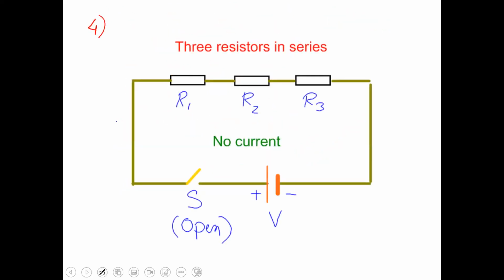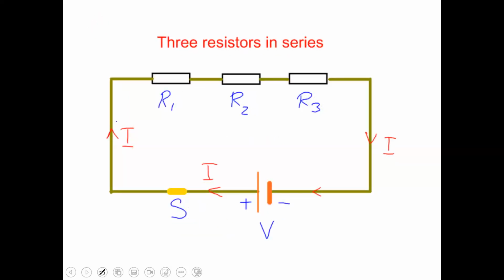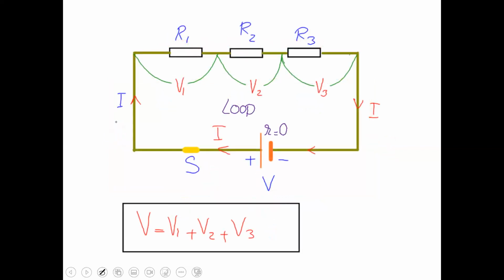Look at this diagram. This is called resistors in series. Resistors R1, R2, and R3, and there are three voltages V1, V2, and V3, and there is a loop. The voltage is divided and conserved. So look at this diagram closely. This is the application of the second law.